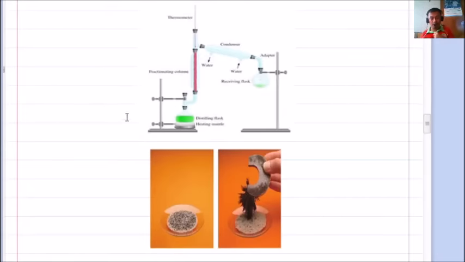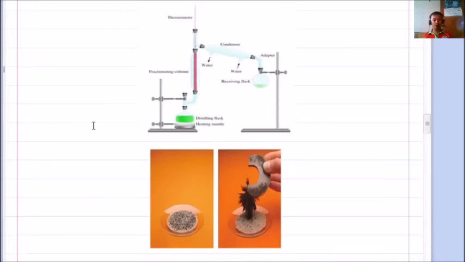Then, number 2 is, ito naman yung pagdikit. Use the magnet to remove the iron filings from the sand. And since the sand will not be attracted to the magnet, para madali nating matanggal or mapaghiwalay yung iron filings sa sand, gagamit ka ng magnet.